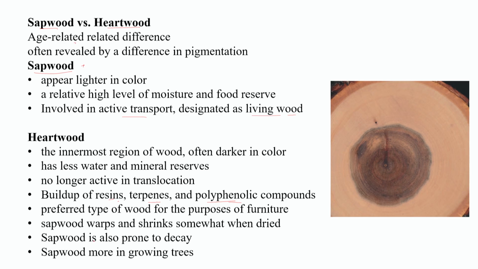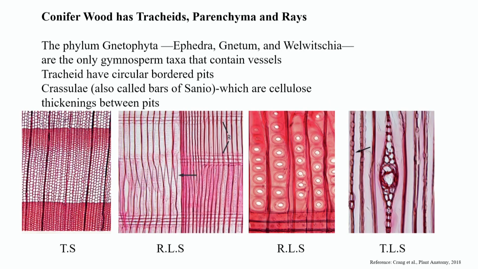When we make furniture, many a time heartwood is preferred because it contains less moisture. It is not as prone to decay compared to sapwood, and sapwood, since it contains water, might shrink with time, but heartwood will not shrink because the moisture content is very low in it. Now, conifers have tracheids, parenchyma and rays. Vessels are actually absent.